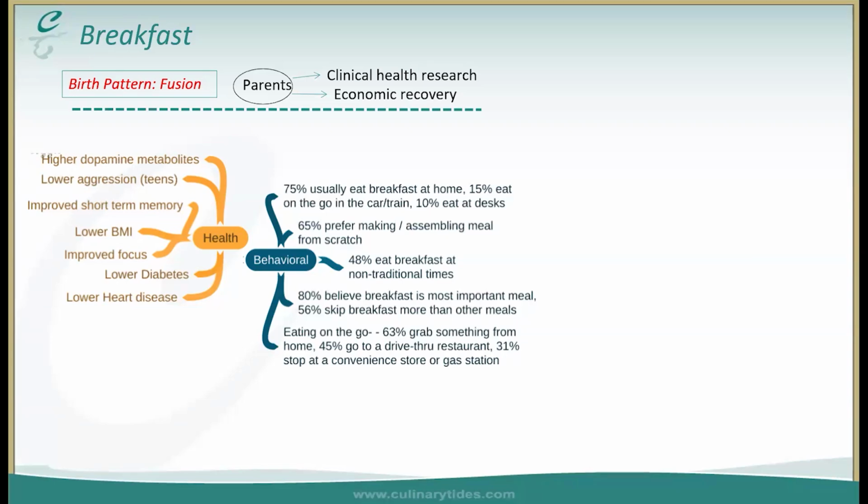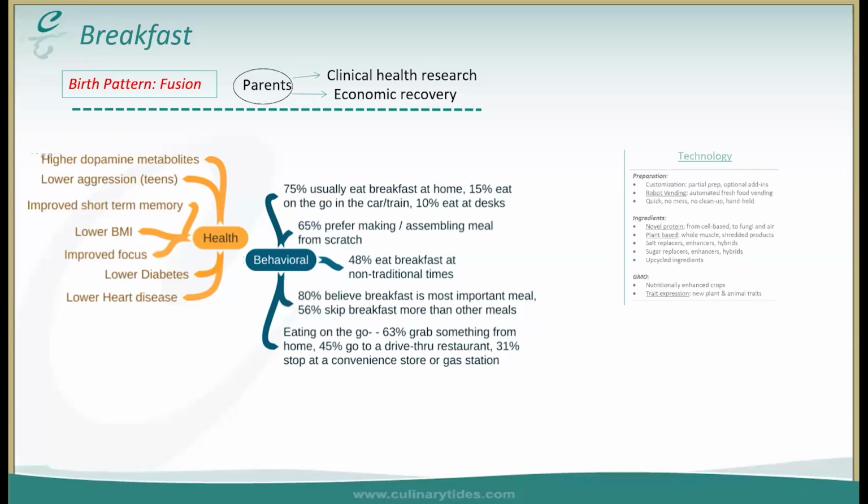My favorite though is the next one. 80% believe breakfast is the most important meal, yet 56% say they skip breakfast more than every other meal. So again, survey work is important, but you have to watch behavioral research. You will never know what they're really doing if you're only looking at surveys.